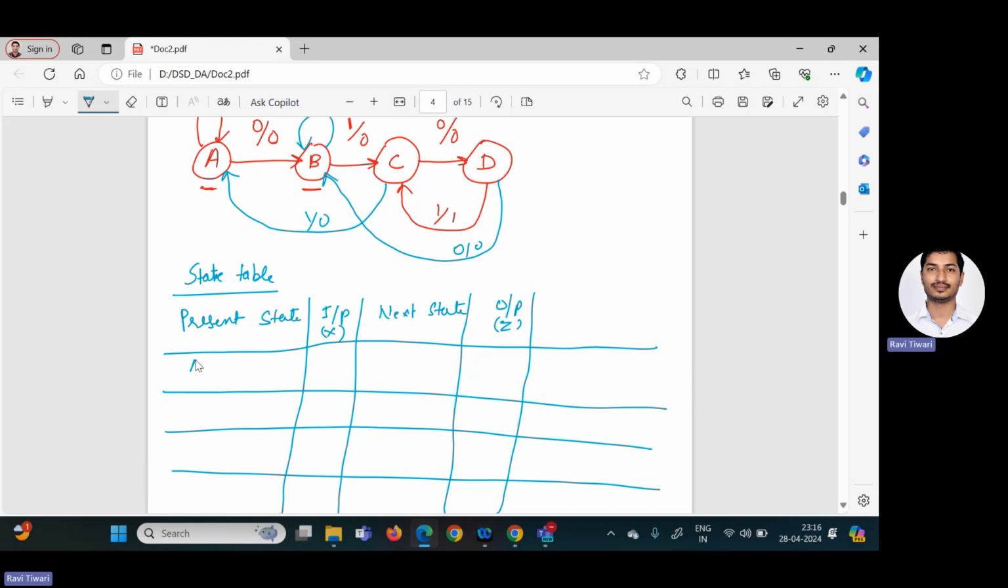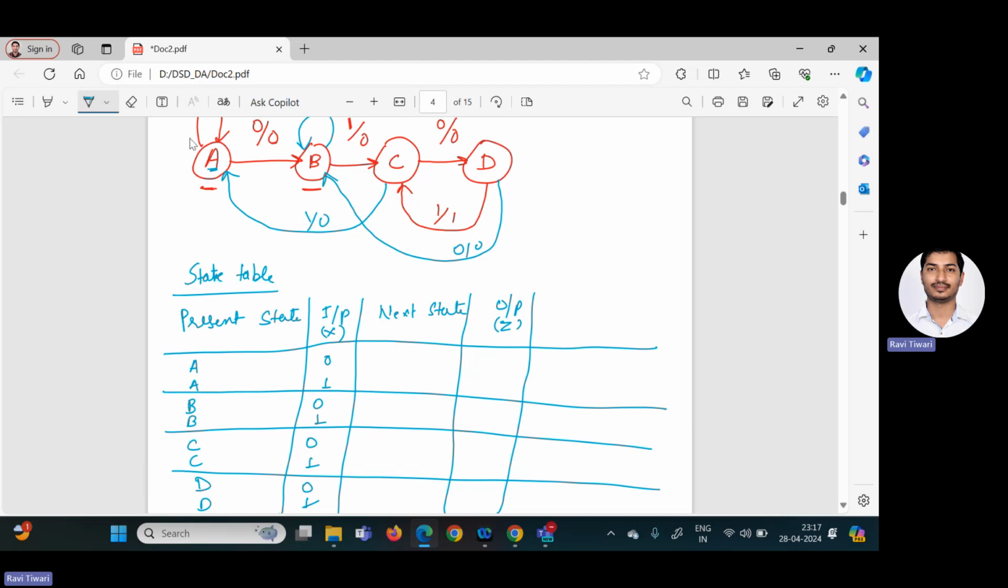Here I'm taking A. Why? Because in A there is a possibility of both types of input, 0 and 1. Now B, either input is 0 or 1. For C also, input can be 0 or 1. Similarly for D, its input can be 0 and 1. As we have 4 different states, okay, now after that we have to find out the next state.